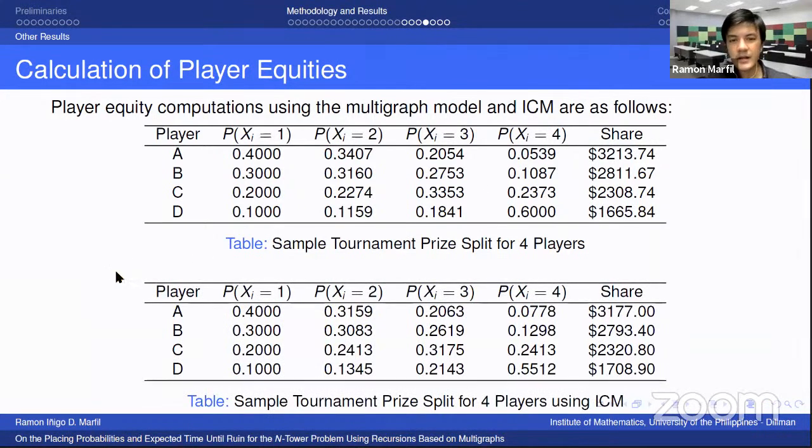On the other hand, ito naman yung prize split para sa 4 players using ICM. So yung player A, prize split niya ay $3,177 as opposed to $3,213 in our model. Pero yun, magkalapit naman pero hindi sakto yung mga player equities na solve natin dito. Okay?